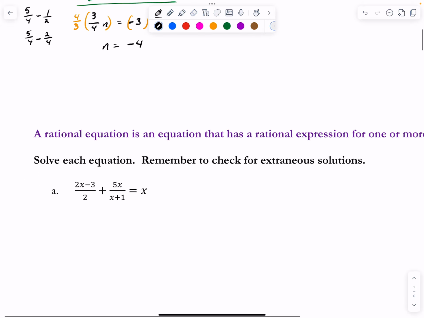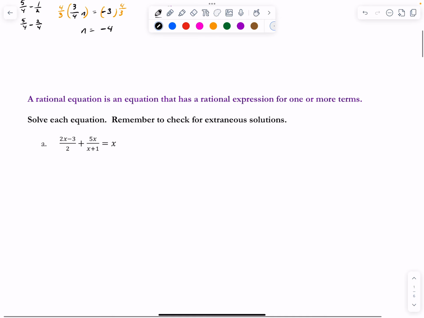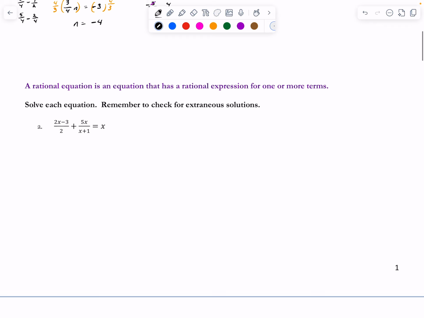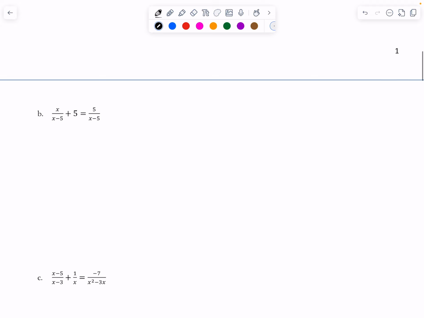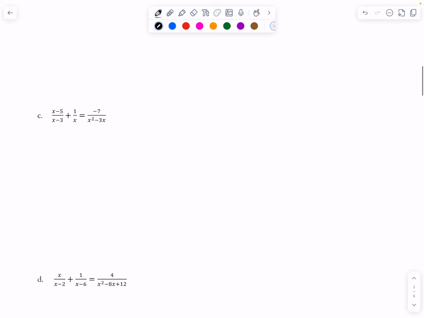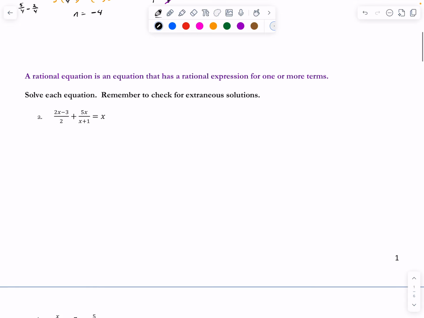Now, for rational equations, the way this works is that at least one of the things in the equation has to be a rational expression. You'll notice in letter A, 2 of them have denominators, and that first one actually doesn't have an x in the bottom. But letter B is going to have 2 with x's in the bottom, and C and D both have, or I should say all 3, have variables in the denominator. So I'm going to show you how we deal with this.